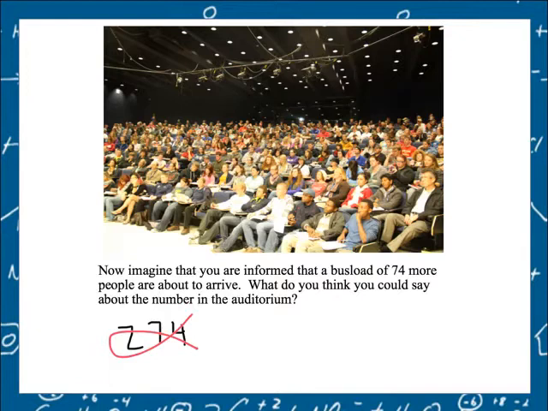I probably can tell the difference, though, after 74 more people come into this auditorium. So I think that I might be able to say that now there's about 300 people in here, because a crowd of 200 and a crowd of 274, I'm going to visually be able to tell the difference between them, but I'm not going to be able to say 274 exactly. I'm probably just going to round that up and say that's about 300.